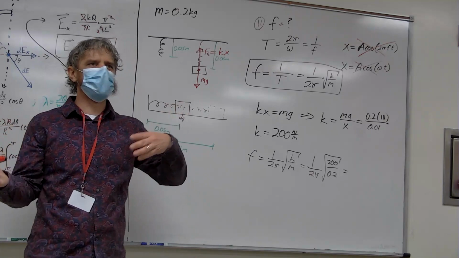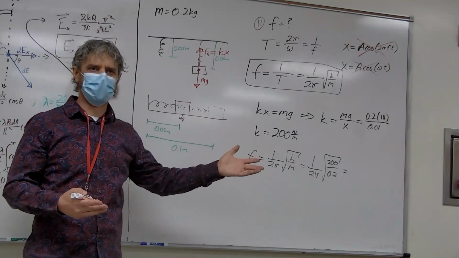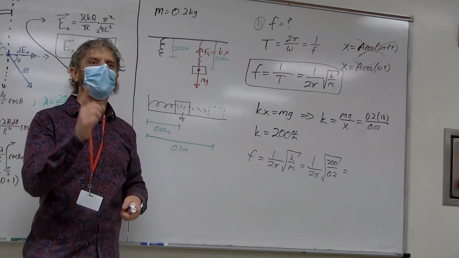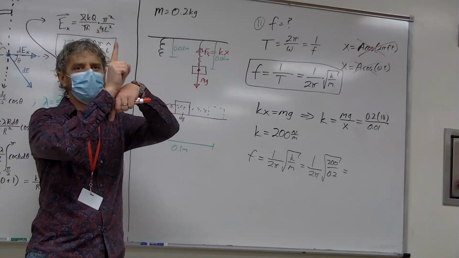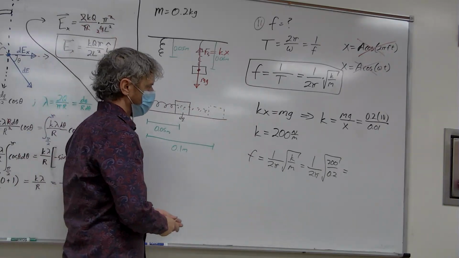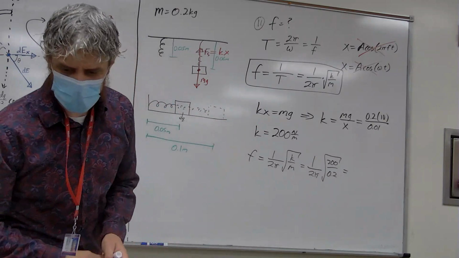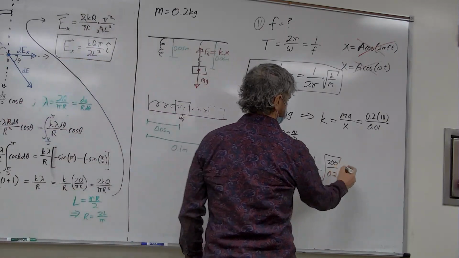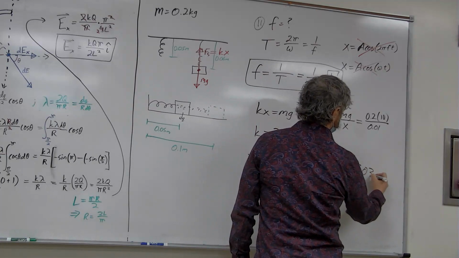You could say net force equals mass times acceleration. The acceleration is 0, so the net force is 0. So kx minus mg equals 0. Add mg to both sides, kx equals mg. And when you work through all that, I get a frequency of 5.03 hertz.